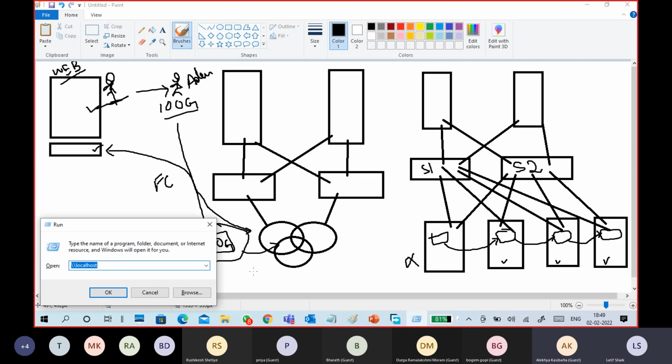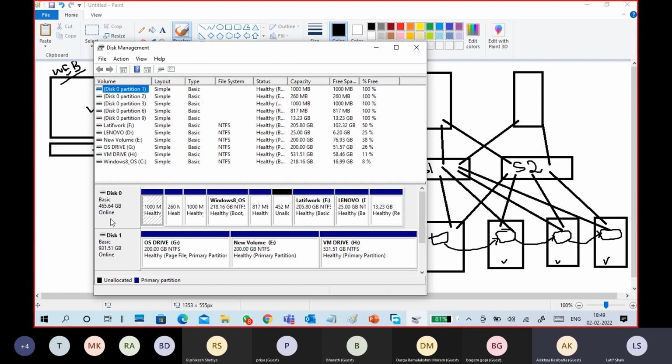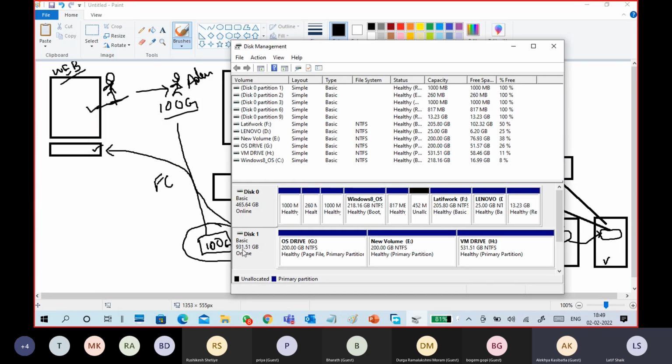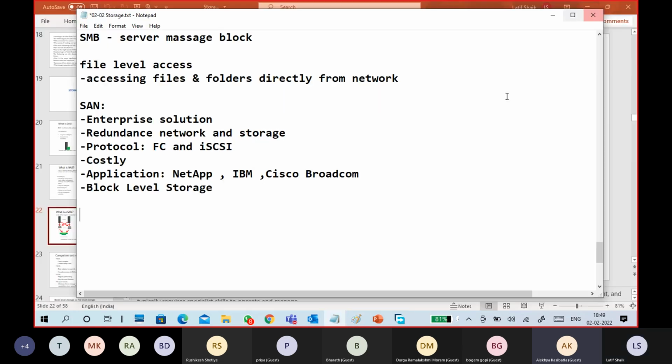Just like if you go to disk management, in disk management it is showing a disk. Same thing for this server also, it shows the disk directly. You can do whatever you want with the disk. You store data, you store an operating system, applications, or you can make partitions, anything you are able to do. That is called block level storage. So what is block level storage? A disk space attached to the server directly.